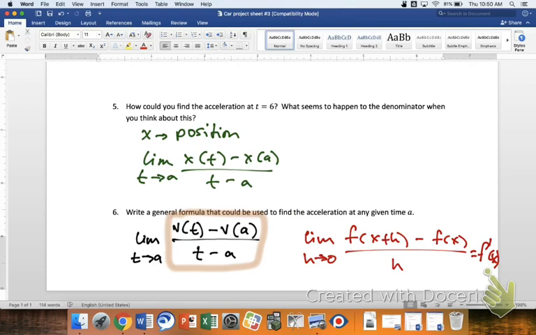Not average speed. Not average acceleration. It's not average distance. It's actually not average anything. This full expression right here, that's not average anything. It's at a specific time, something going on at one time.